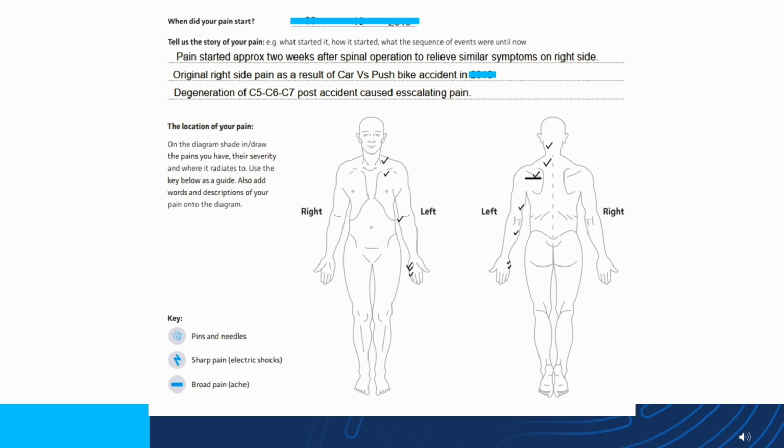Pain started 2 weeks after the spinal operation. To relieve similar symptoms on that side, and the pain originally was there because the patient was on a bicycle and was hit by a car. And they noticed when they saw the neurosurgeon, they noticed degeneration of C5 to C7 and this escalating pain which led to the surgery undertaken.